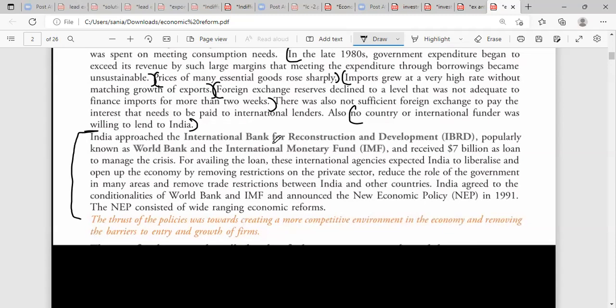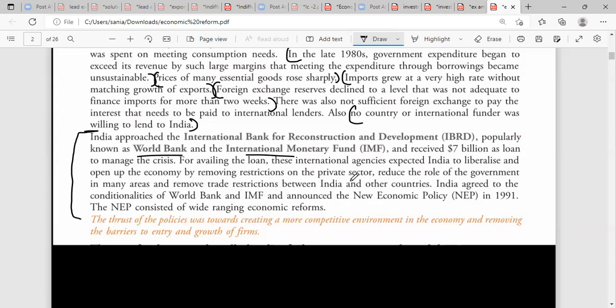So from here, you can get one marker question as well: the first, the full form, and second, that the World Bank, or International Bank for Reconstruction and Development, is also known as World Bank and IMF. It has two names. So basically, India approached this institution and received $7 billion as loan to manage the crisis.